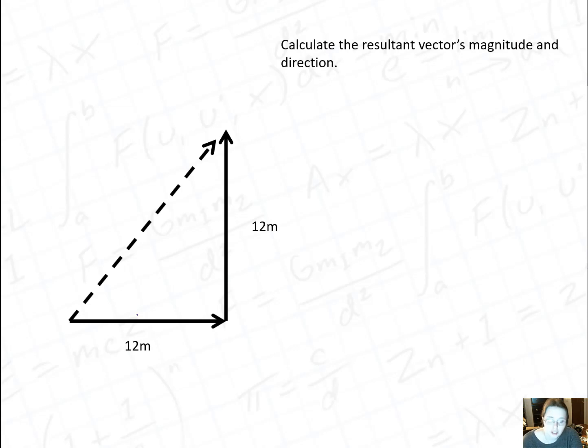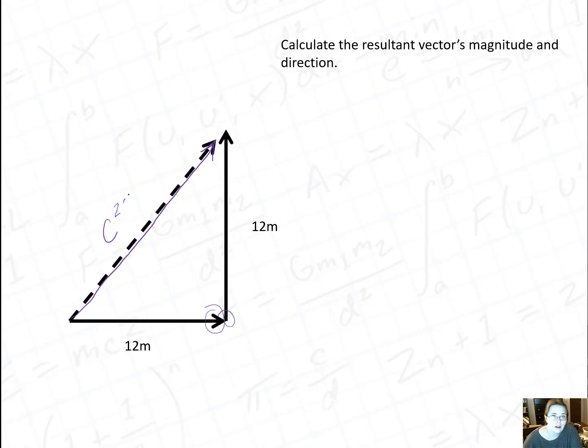So here we have a triangle, and what it's doing is it's breaking up two vectors, and we're adding them together, tip of one to the tail of the other. It's 12 meters to the east and then 12 meters north. So the way to do this that you're used to is to add these together graphically, so tip to tail, and then take a ruler and make a scaled drawing and then just measure it and use the scale to find it.